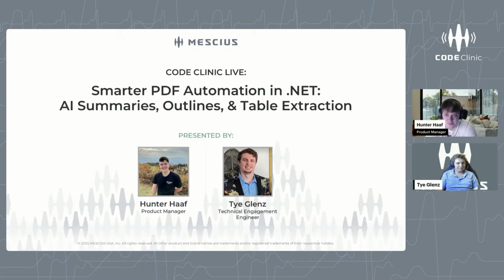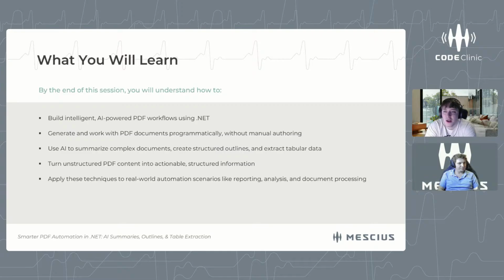All right. So, what are you going to learn today? By the end of the session, we're hoping that you'll be able to build intelligent AI-powered PDF workflows using .NET. You're going to be able to generate and work with those PDF documents programmatically. We'll be able to use AI to summarize those complex documents. We can create structured outlines with it and extract tabular data. And we can also turn unstructured PDF content into actionable structured information. We can apply those techniques to real-world automation scenarios.